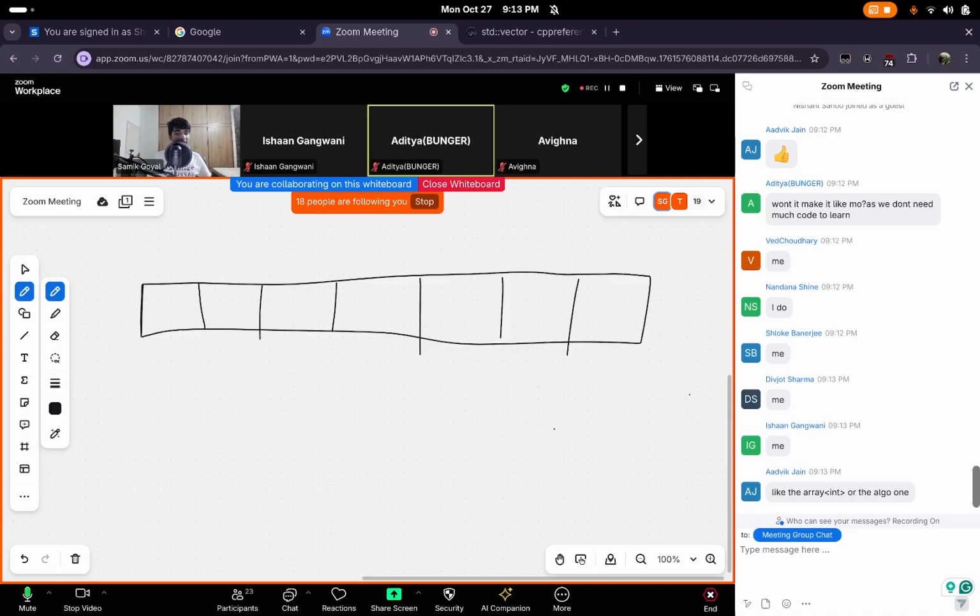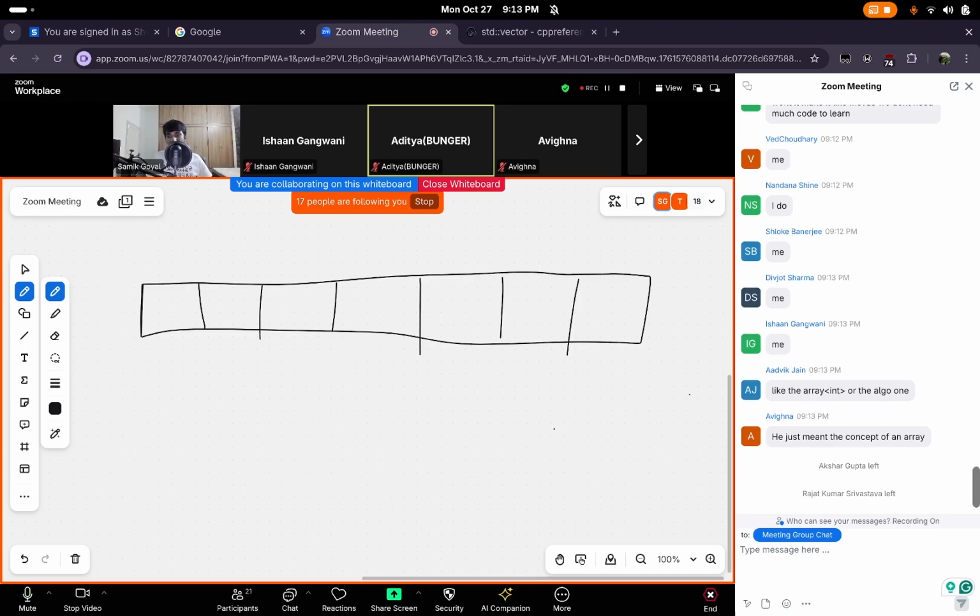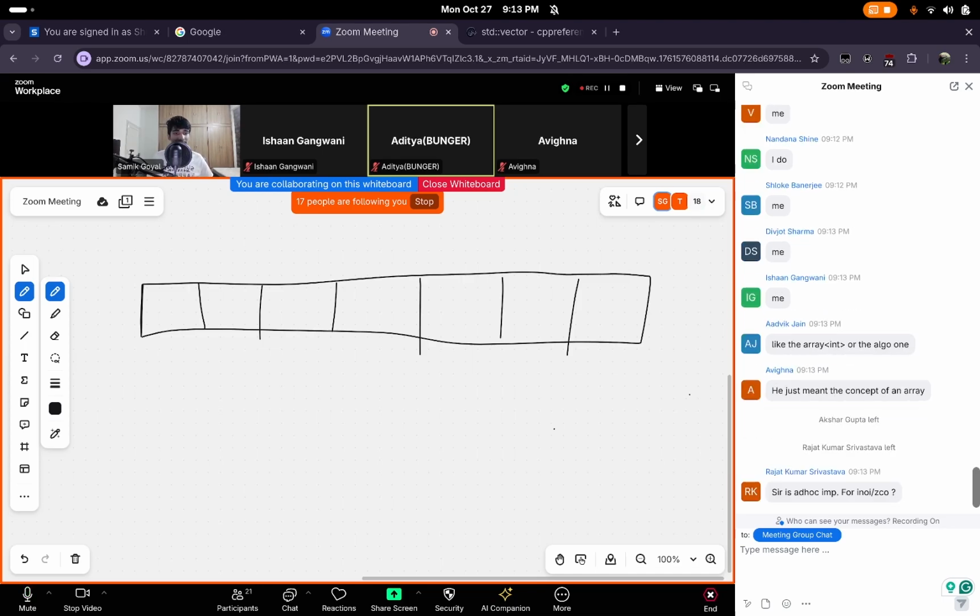Like arrays, an array of integers. Yes, the std array is a wrapper around the C style arrays. Again, if you don't understand, don't worry, just leave it, okay? I'm talking about the concept of an array. It is a list of elements.